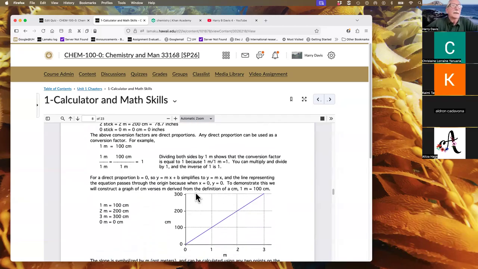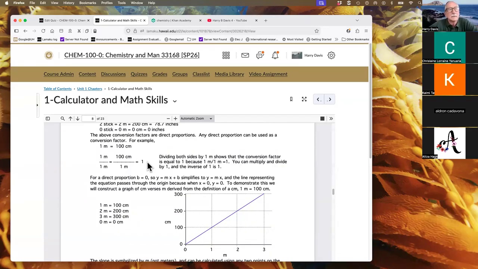So now, if we have a conversion factor like that, it's a direct proportion, say 1 meter is equal to 100 centimeters. If I take that and divide both sides by 1 meter, 1 meter divided by 1 meter is equal to 1. So therefore, this quantity right here is equal to 1. I can divide by 1. I can multiply by 1. The inverse of 1 is 1.